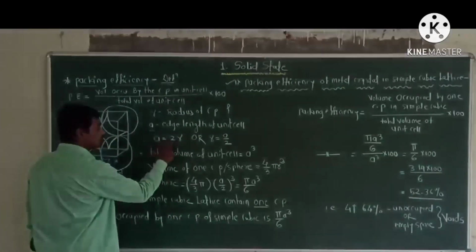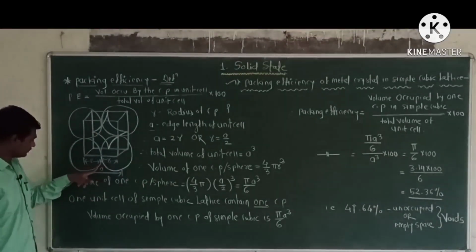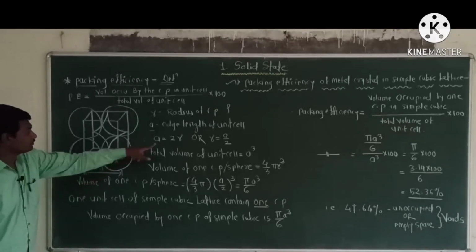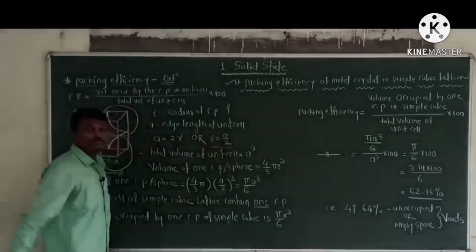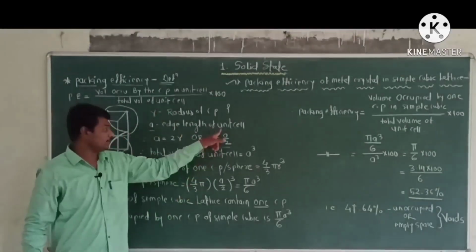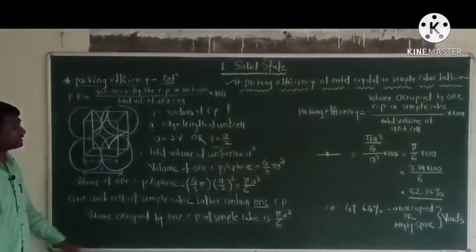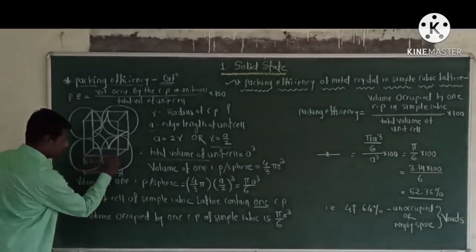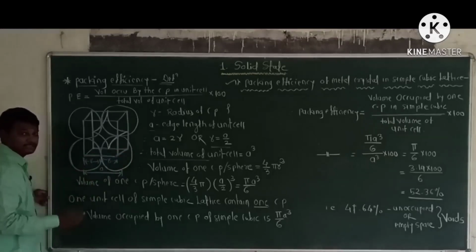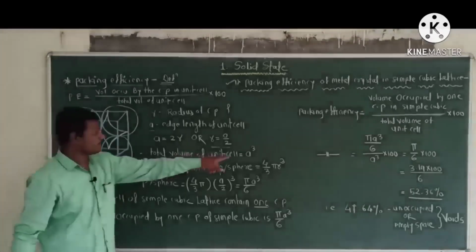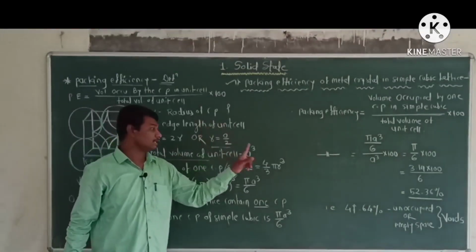Therefore, a is equal to r plus r. Let's see here, this is one r, second r. That is, a is equal to 2r. Rearranging this equation, r is equal to a upon 2. Now the total volume of a unit cell is a cube: length a, length a, and length a, that is a into a into a, that is a cube.